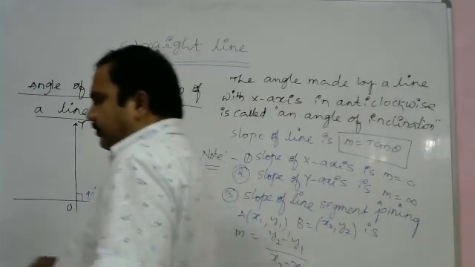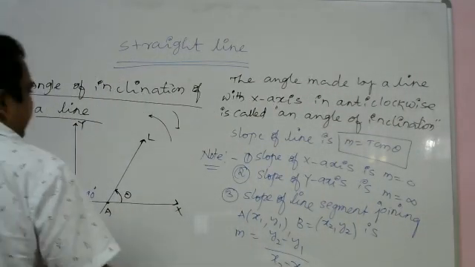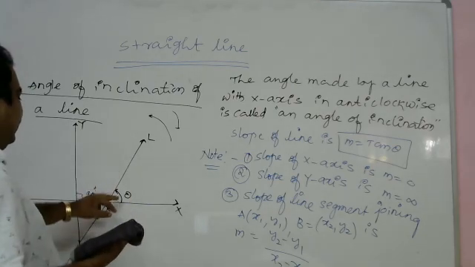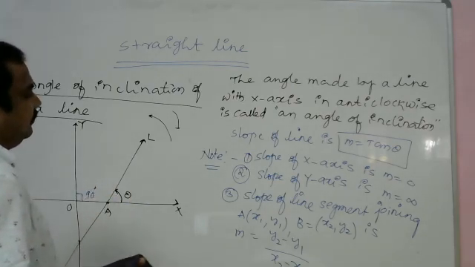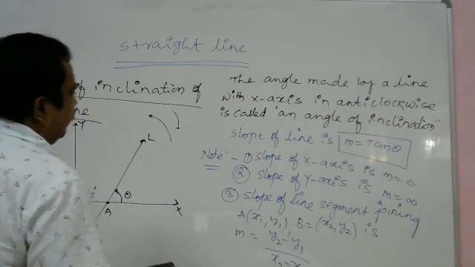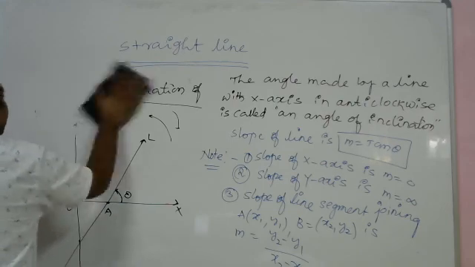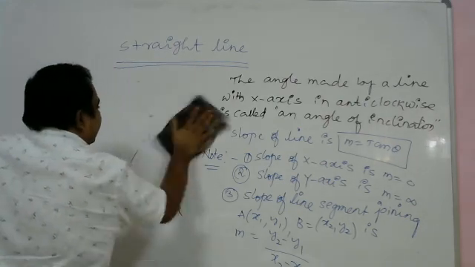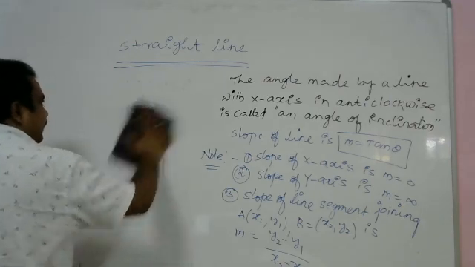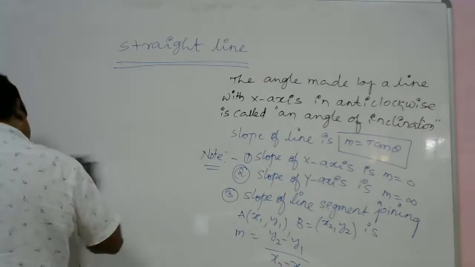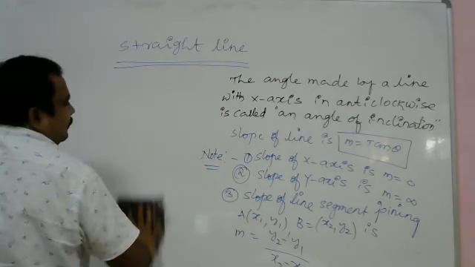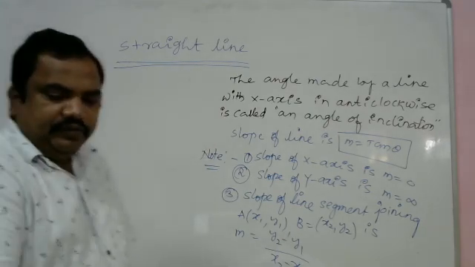So important things are what? Angle of inclination is important. Angle of inclination is the angle made by the straight line in anti-clockwise direction with x-axis. So when theta is the angle of inclination, its tan theta is the slope. So that is m equal to tan theta we can take. So then next, slope of x-axis, you have to remember all this.